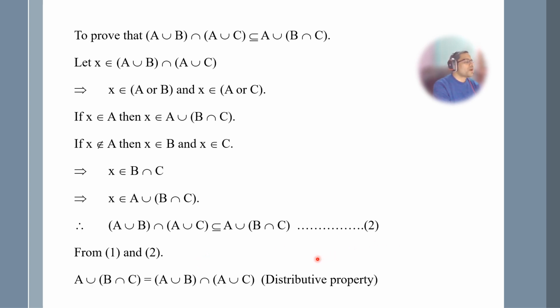And from 1 and 2, we conclude that these two sets must be equal because both of them are subsets of each other. That is, left is a subset of right and right is a subset of left. So they must be equal to each other.